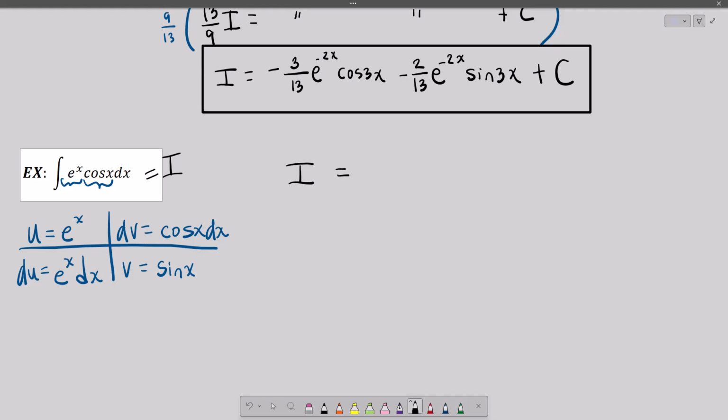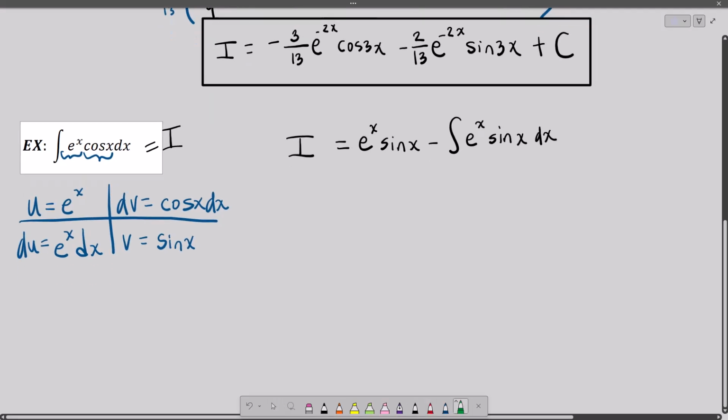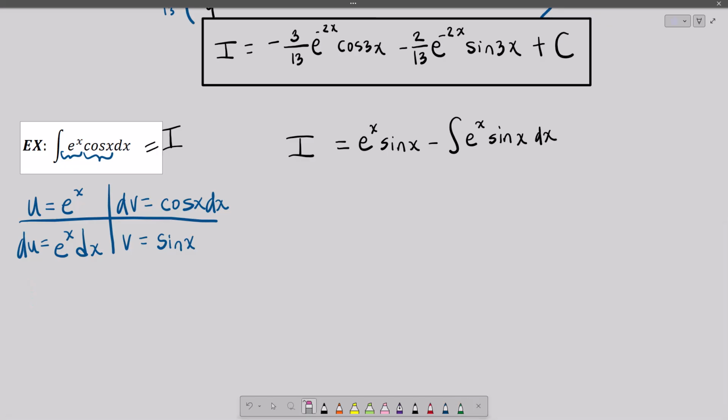Okay, so I'm going to call the original integral I. So I is going to equal ultraviolet voodoo. So e to the x sine x, that's uv, ultraviolet, main diagonal, minus the integral of v du. So v du is going to be e to the x sine x. And then we're going to do integration by parts again, using the same pattern. So u will be the exponential, and dv is going to be the trig.